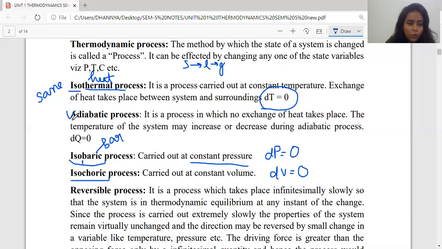Now let us just move on to the adiabatic process. What will happen in the adiabatic process? It is a type of process wherein no exchange of heat is going to take place. Okay?